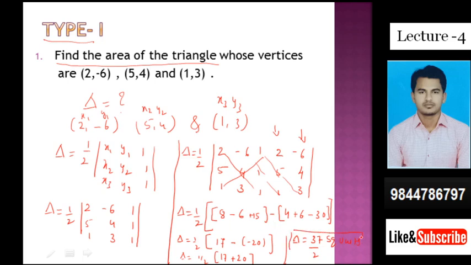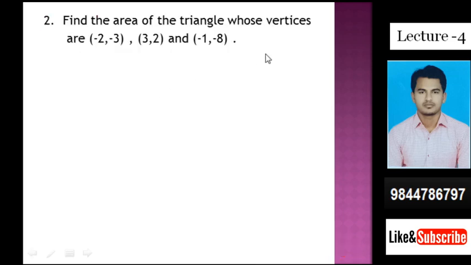This is the resultant of the given area, 37 by 2. Similarly, the next example is also type number 1. I need to find the area of the triangle, which means delta is equal to question mark. They have given vertices x1 y1, x2 y2 and x3 y3.